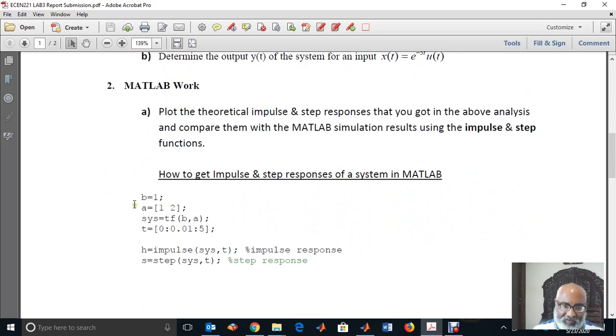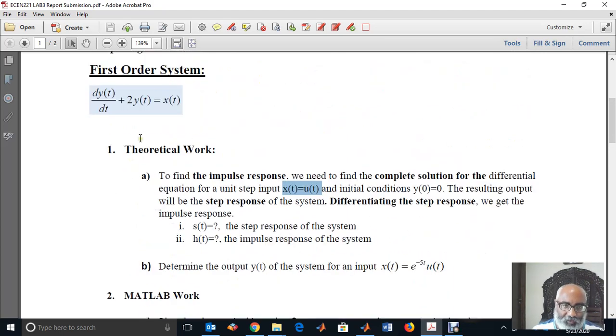So I just gave a sample code here showing how we find the impulse and step response. To find the impulse and step response, first we need to find the coefficients A's and B's. The A's are the coefficients for y of t, as you remember from the differential equation, and the B's are the coefficients for x of t. Here, for x of t, I have B0 only. B0 is the coefficient of x, which is 1.